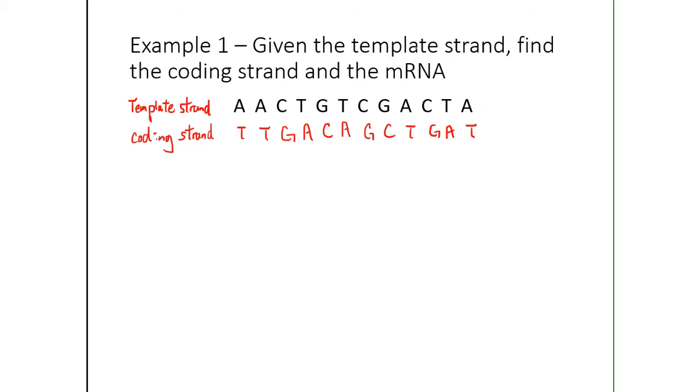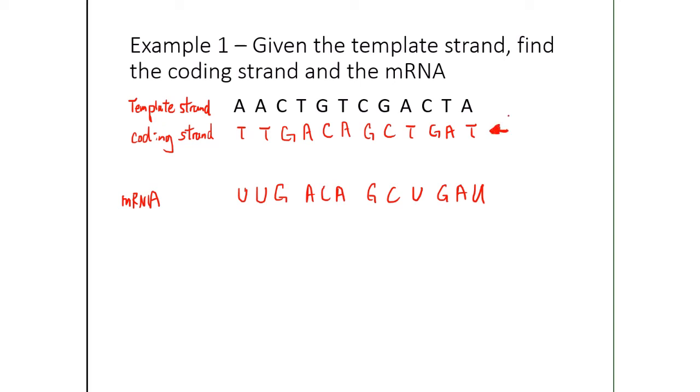We are going to create a copy of mRNA. So what will the mRNA look like? The mRNA is going to be identical to the coding strand, but complementary to your template strand. So instead of T, we're going to have U, because there's no thymine in RNA, right? So UUG, ACA, GCU, GAU. So the mRNA that you've created will contain the same information as the coding strand.